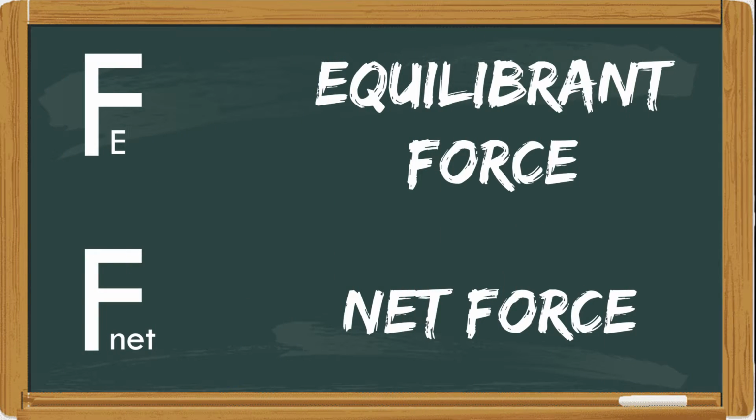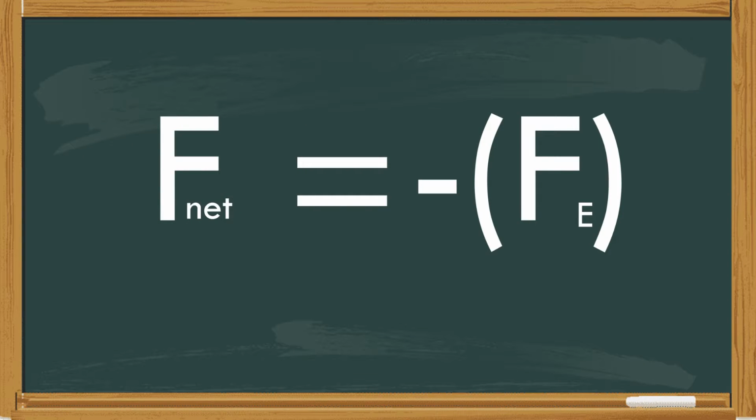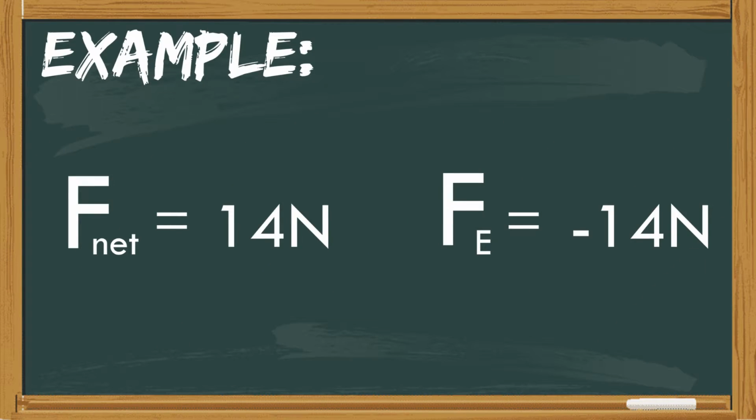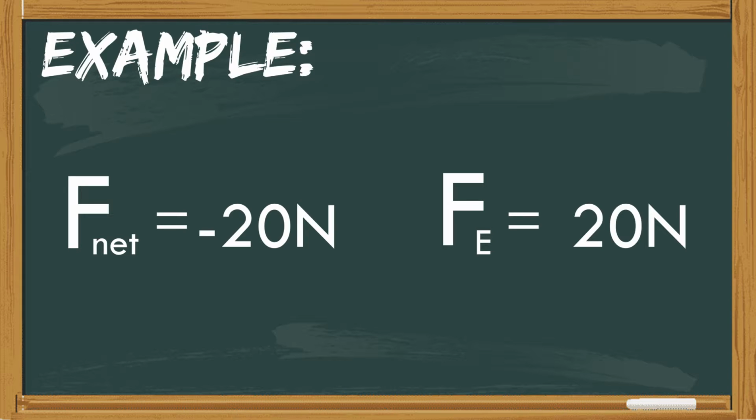So let us learn how to determine the equilibrant force. The symbol for equilibrant force is Fe. And the symbol for net force is F net. Remember that the net force is always equal to the equilibrant force but opposite in direction or in sign. For example, if we have a net force of positive 14 newtons, the equilibrant force will be automatically negative 14 newtons. And if we have a net force of negative 20 newtons, the equilibrant force will be 20 newtons.